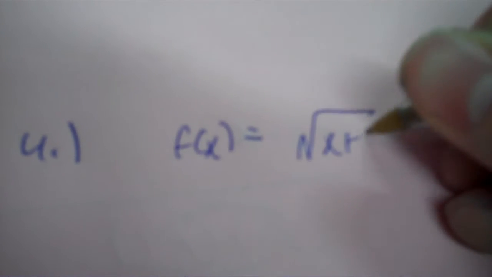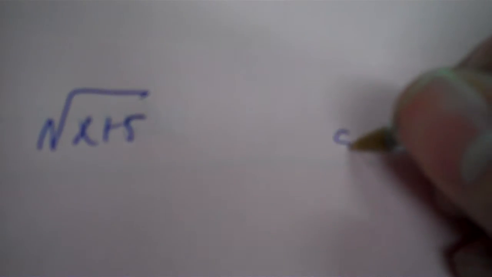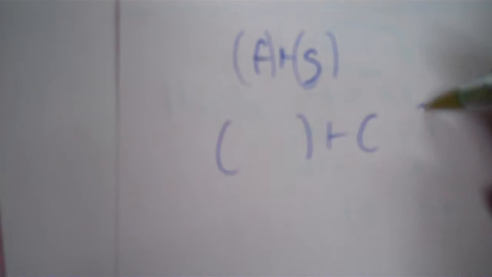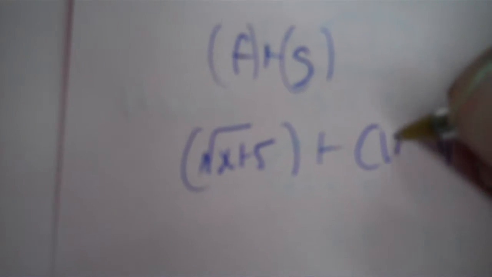So f of x equals the square root of x plus 5. G of x equals the absolute value of x plus 3. Okay. So we have to find f plus g, f minus g, and f times g. Don't put the parentheses there, that was stupid of me to do. So the square root of x plus 5, and then g is the absolute value of x plus 3.